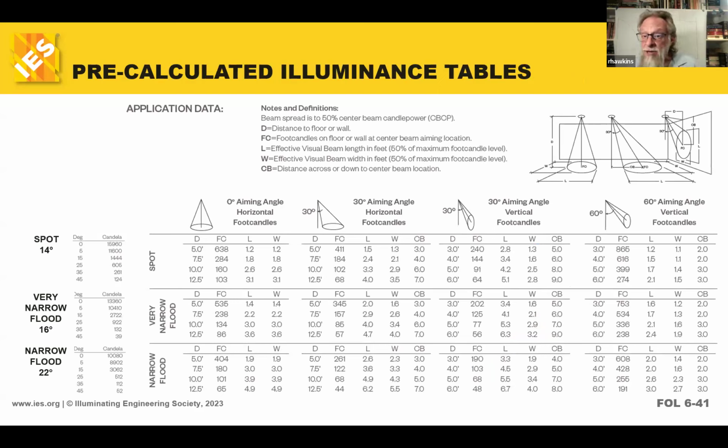Lots of things like track lights will give you charts like this. And what they've done here is they've done all the math for you. They went into E equals I cosine theta over D squared, and they figured out where it says FC what the incident foot candle number would be with whichever of these things you were using over here on the left-hand side, your spot, your very narrow flood, or your narrow flood. Straight down, they did I divided by D squared, and they got FCs.